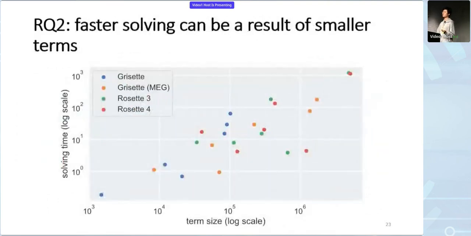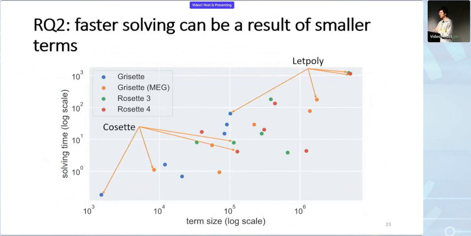To answer this question, we plot the term size versus the solving time for all the tool combinations. And we can see that in general, the smaller the terms are, the faster the solving is. And if you look deeper into these figures and compare the points for specific benchmarks, we can see that Grisette pushes the points to the lower left corner and solves faster with smaller terms.